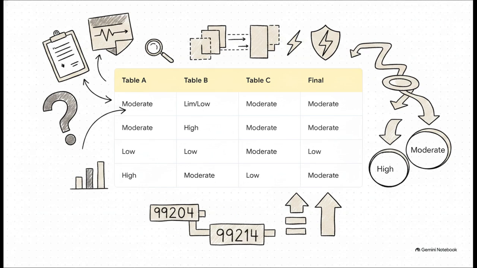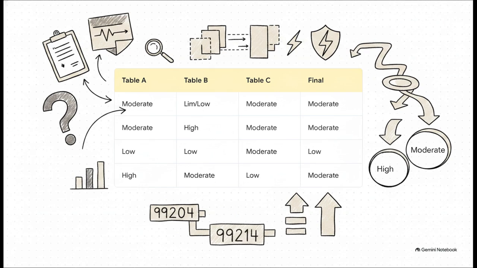Let's walk through this conceptually. Imagine you evaluate a patient, and you've got a moderate problem, low data, and moderate risk. Because two of those three pillars are moderate, your final level is moderate, which maps to a level 4 code, like a 99204 or 99214. If you have moderate problems, high data, and moderate risk, that's still two moderates, so you hit a moderate level.